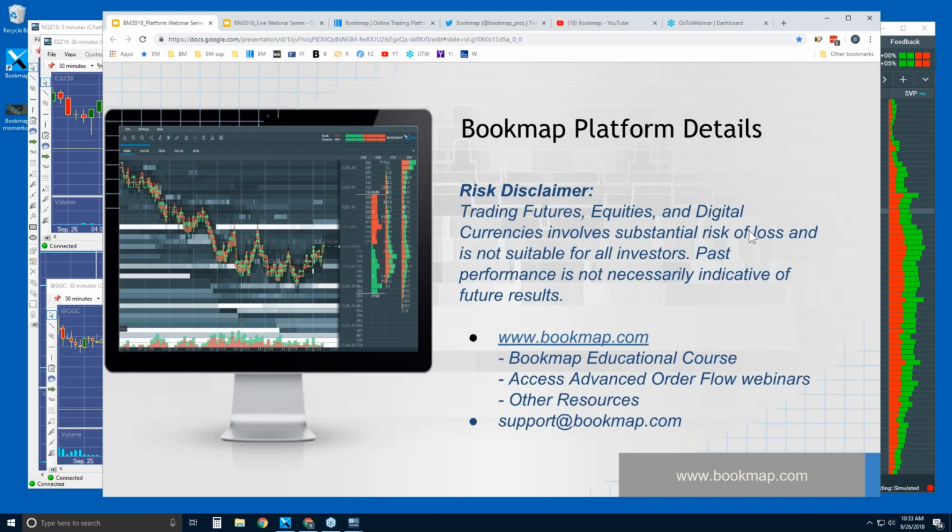Then we start to look at some of the basics in the order flow, how Bookmap is visualizing them and gives you an edge by understanding that visualization. Okay, that's our uniqueness here, we'll go through it.